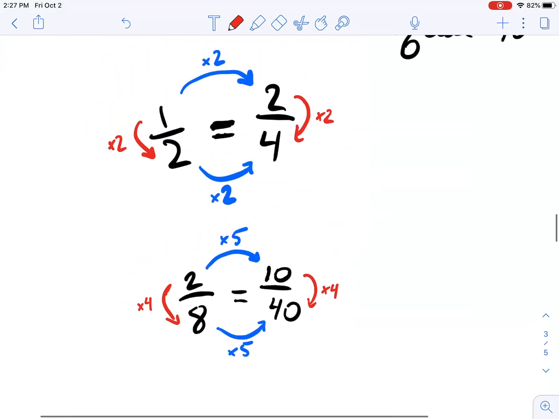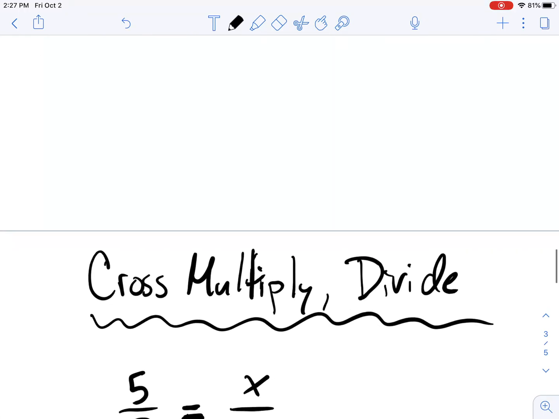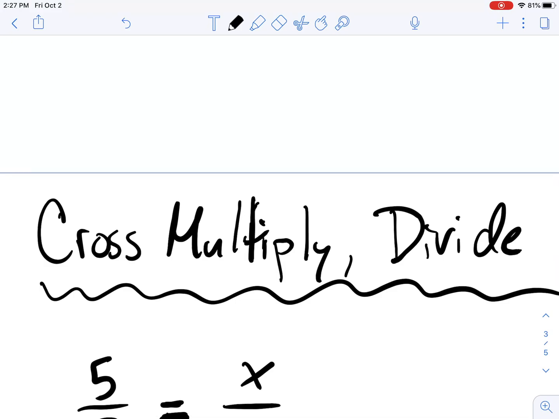Okay, so if you can figure it out just by looking at it, it's really important that you don't do more work than you have to, right? If you can figure it out just by looking at it, that's great. But Edgenuity gives you some that are too difficult to figure out without doing some extra work, okay? And so they're going to teach you this thing called cross multiply divide, right? They're talking about cross multiplying.